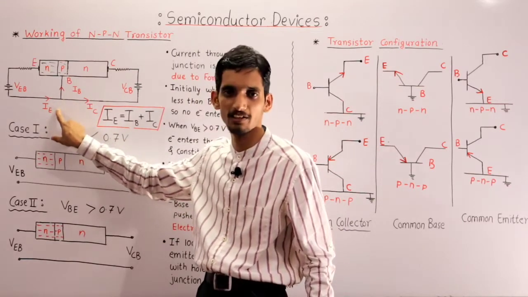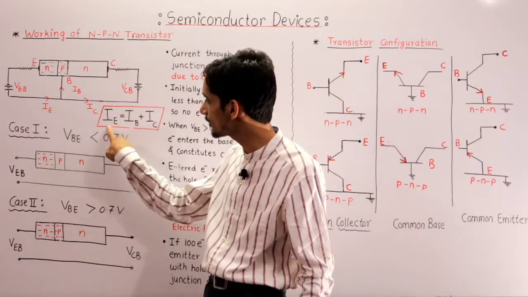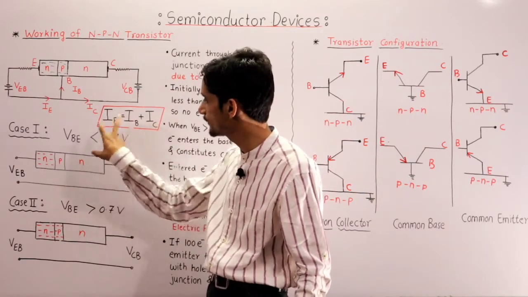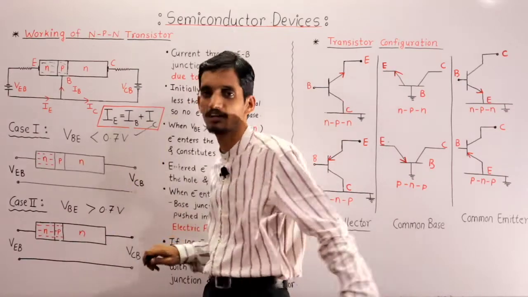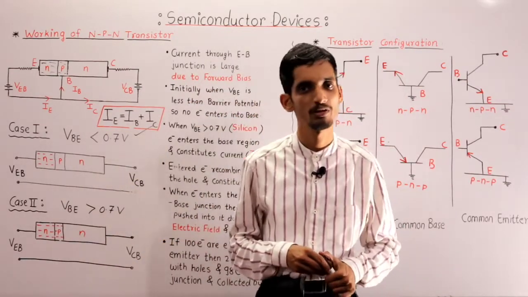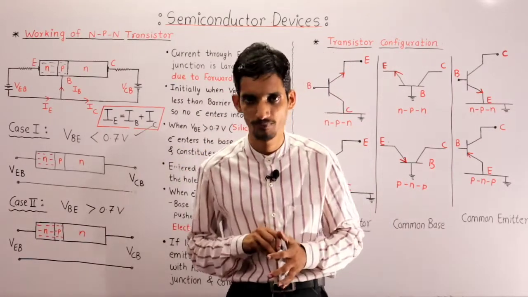Incoming current is emitter current. Outgoing current is equal to IB plus IC. So that's why incoming current is equal to outgoing current. The summation of outgoing current is equal to incoming current. This is called the transistor current equation: IE is equal to IB plus IC. Okay, so this is the transistor action.